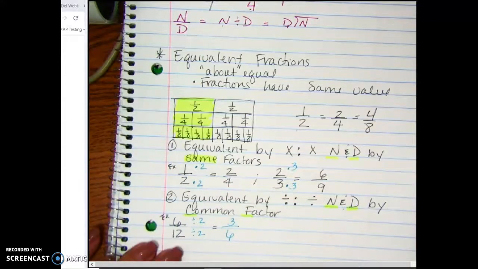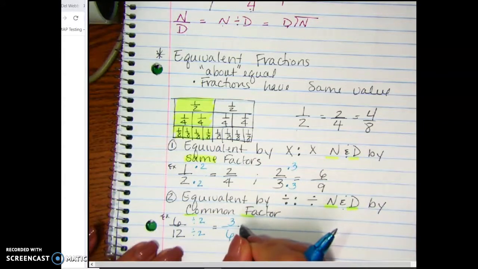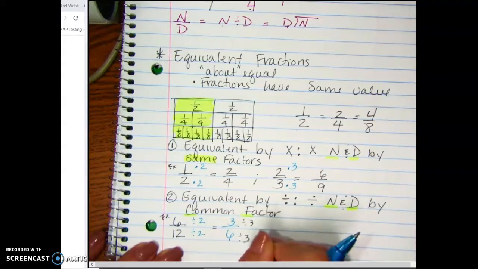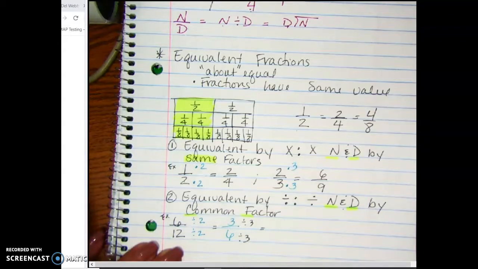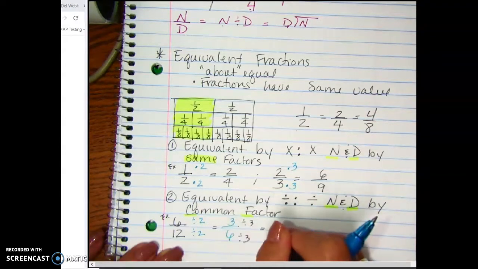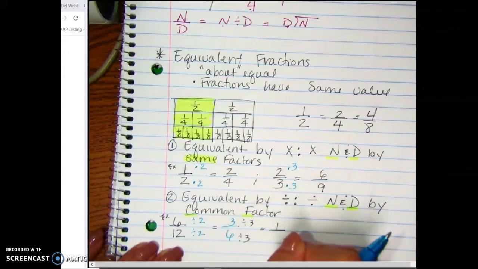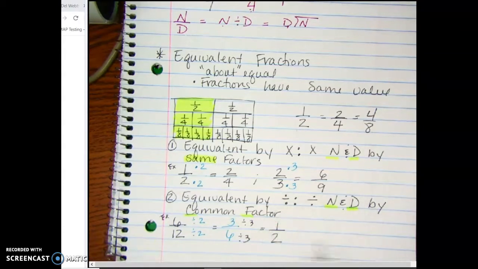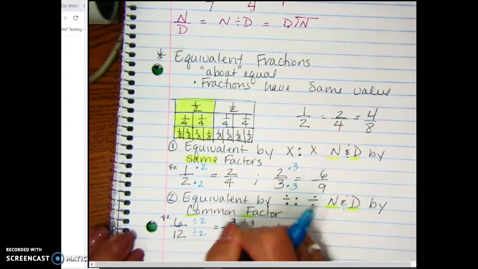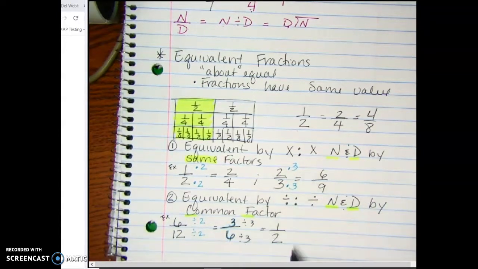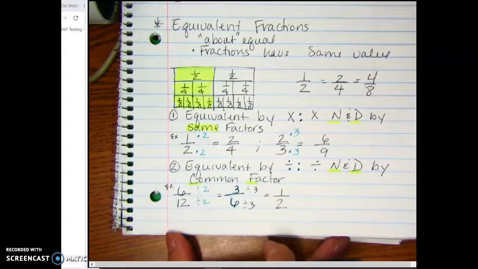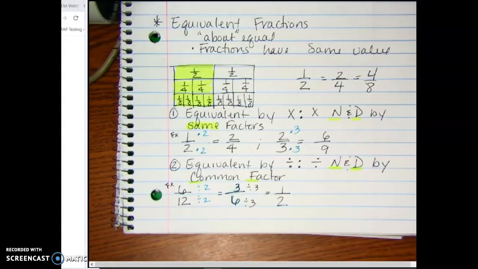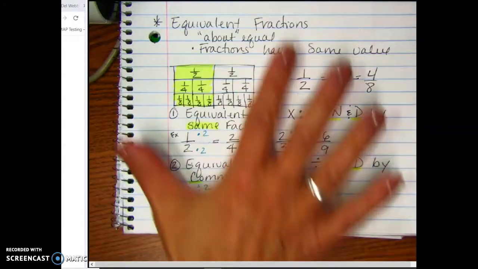Well, guess what? This also has a common factor of 3. So I can keep going. And I end up with 3 divided by 3 is 1, and 6 divided by 3 is 2. So there I have 6/12, 3/6 and 1/2, they are all equivalent fractions. I should have done this in black. Sorry, guys. Okay? So on our next page, make sure you have that all written down.